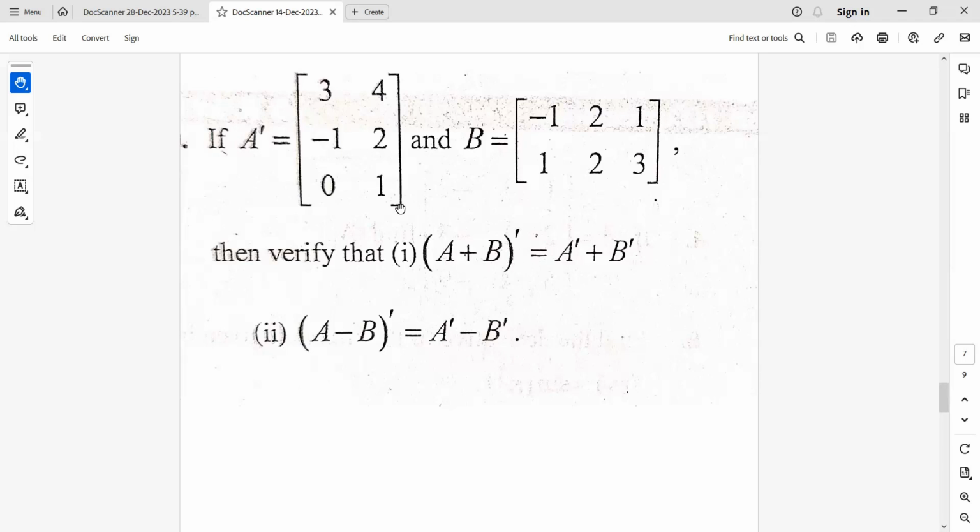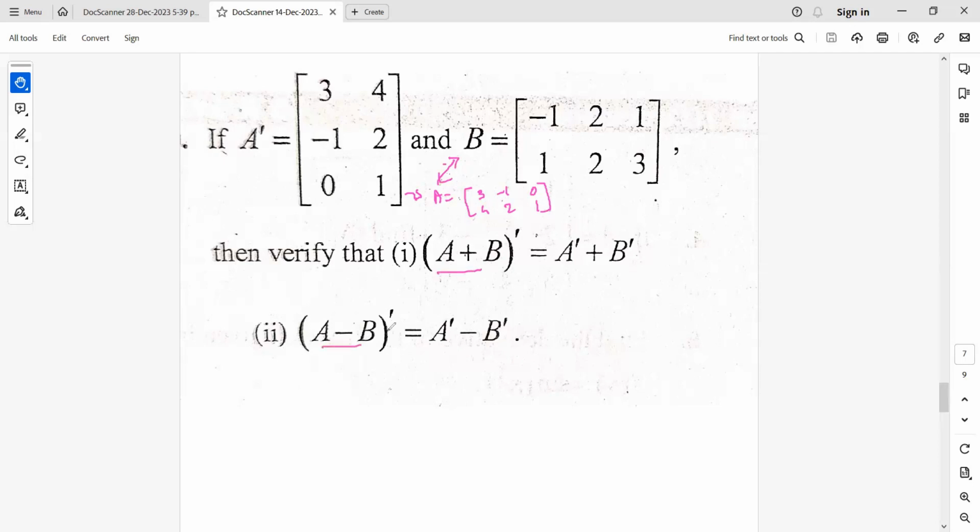But first we need to check. See, A dash is given here. We need to first find A. So you need to convert this A dash into A, converting rows into columns. So it will be nothing but 3, 4, next minus 1 and 2, and 0 and 1. Okay, so now this is in standard form, so you can easily add A and B. You can add A and B and then find the transpose.